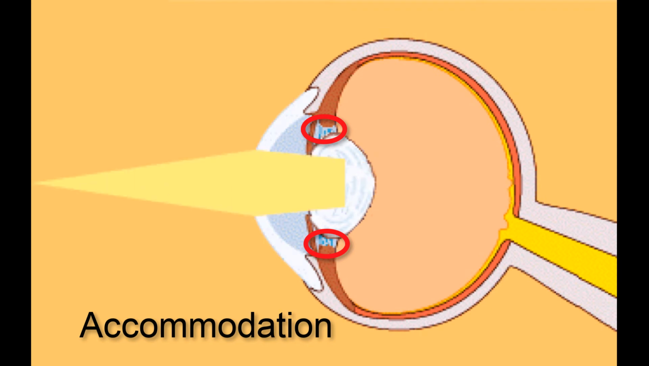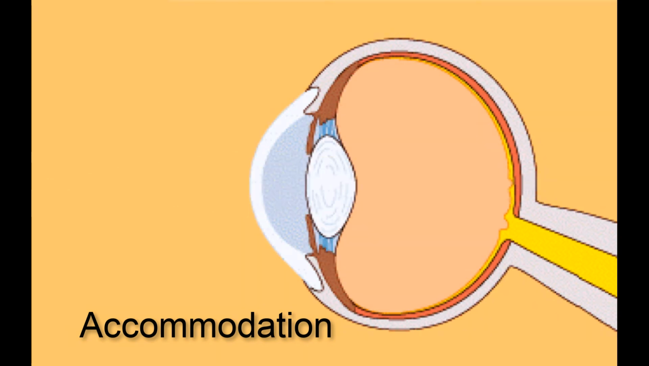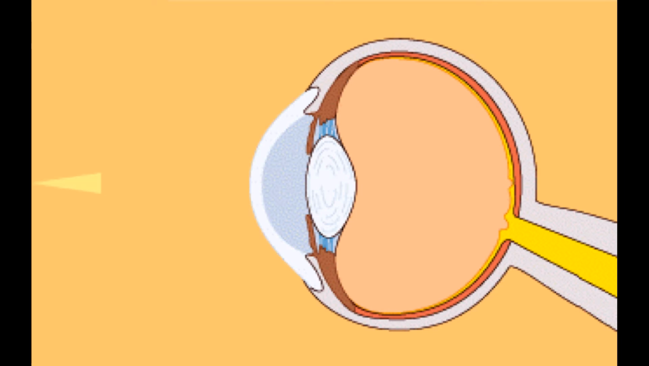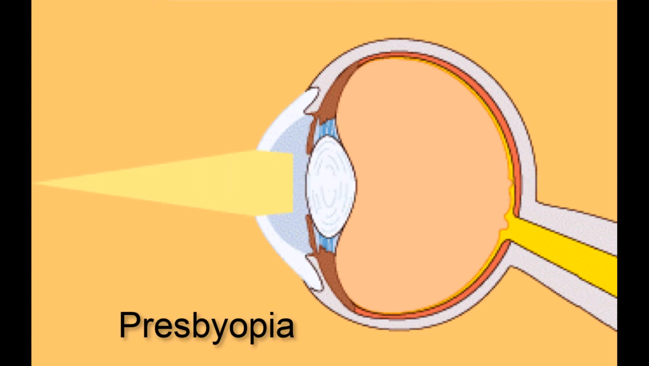Accommodation works well in youthful eyes, but with advancing age, the native lens loses its flexibility. As the ciliary muscle contracts and loosens the zonules, the lens no longer becomes round enough to focus light rays on the retina. This aging failure of accommodation is called presbyopia. Fortunately, help is in sight.